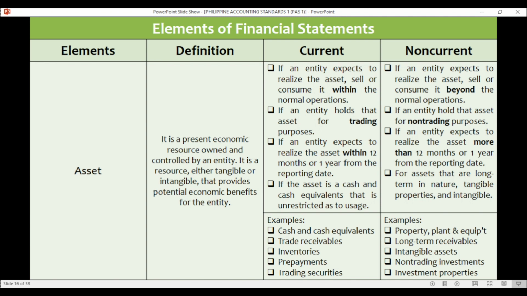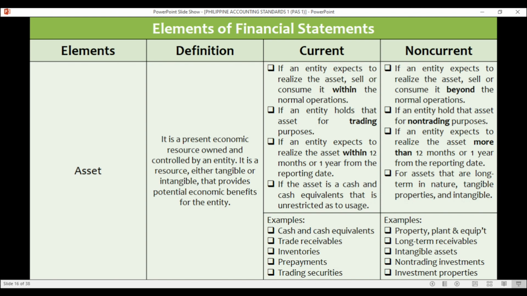And specifically, if it is cash and cash equivalents, that is unrestricted as to usage. It should be stressed that it should be unrestricted to usage. So if it is restricted or not available for use, then that cash and cash equivalent item should be part of non-current assets. Also under non-current assets, those that are long-term in nature, tangible properties and other intangible assets are part of your non-current assets.